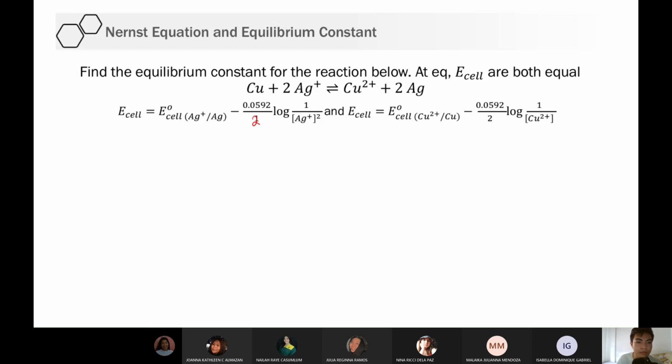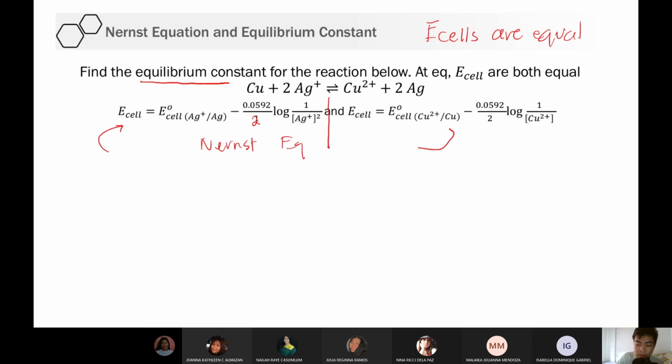Pag pinapahanap yung equilibrium constant sa redox reaction, mas mahirap. Okay? Mas mahirap yung process. Okay? So let me show you how. Okay? So at equilibrium, we assume that the E cells are equal. Okay? So ibig sabihin, ito yung mga Nernst equation nila, 'di ba? Ito yung Nernst equation for the silver. This is for the copper.